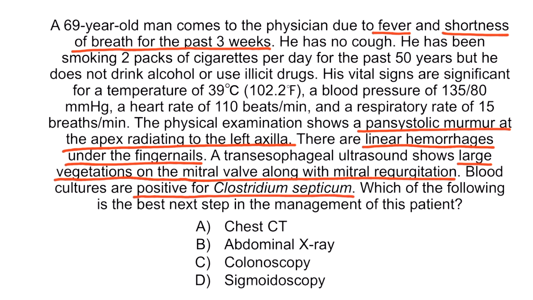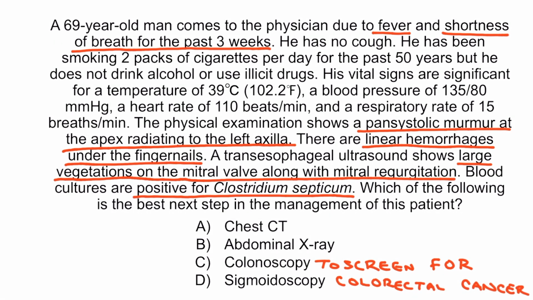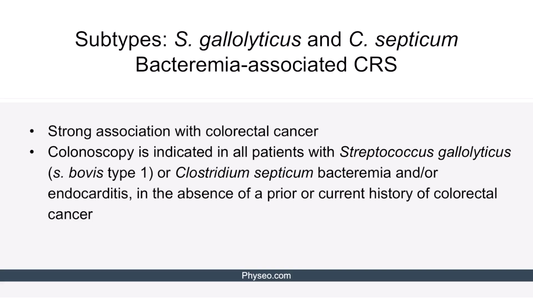Now, when bacterial endocarditis is caused by either Clostridium septicum or Streptococcus gallolyticus, then you're going to suspect underlying colon cancer. And that's because invasion of cancer deep into the colonic mucosa can introduce that bacteria into the bloodstream, causing sepsis and endocarditis. Now, in order to screen for colorectal cancer, one should order a colonoscopy. So the correct answer is option C. Now here's the slide reminding us of the association of Streptococcus gallolyticus and Clostridium septicum, and how bacteremia with those pathogens is associated with colorectal cancer.